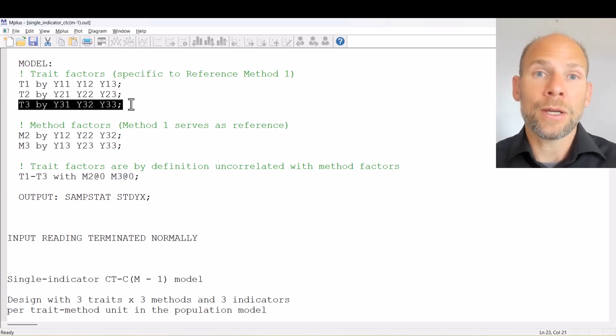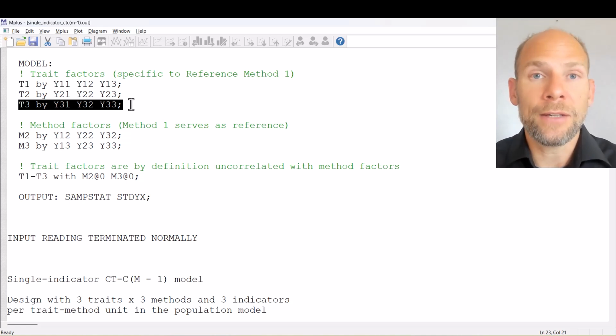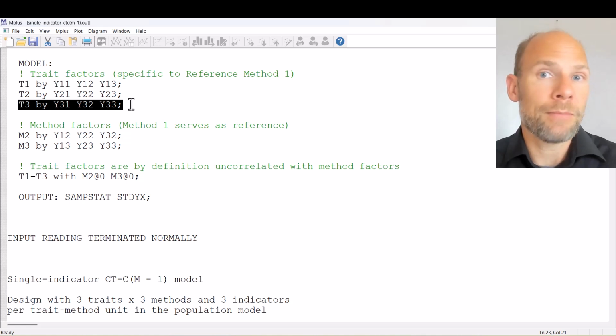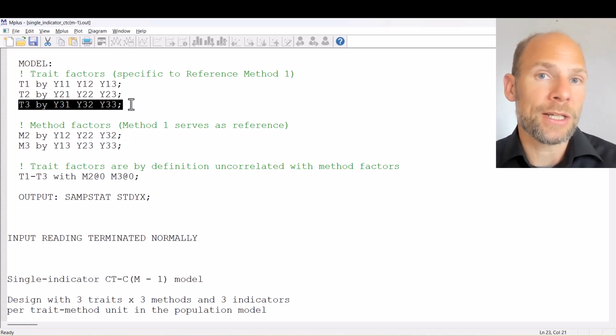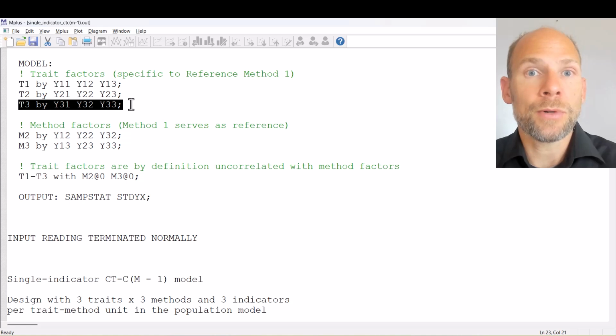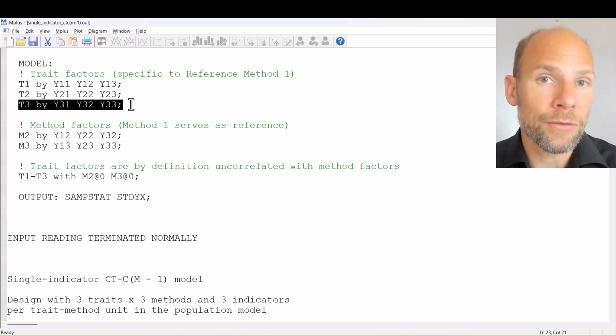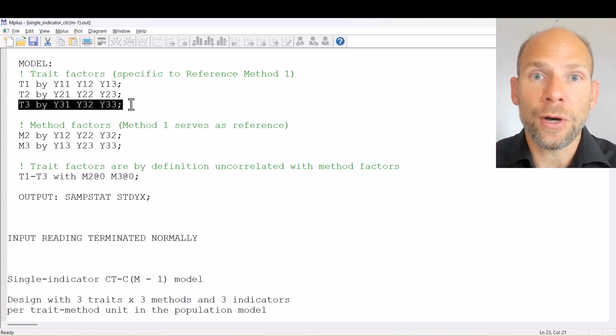And then we can look at how the parent and peer reports deviate from the self-report. And mathematically, this is done by defining the method factors as regression residual factors in a latent regression analysis. So M2 and M3 are, technically speaking, regression residuals from a latent regression of the other reports on the self-report.